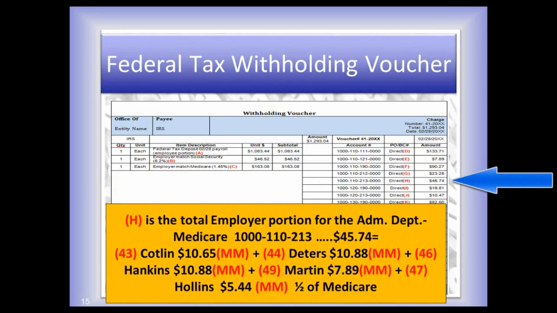H is the total employer portion for the administrative department, Medicare, $1,000, $110, $213. That total is $45.74. The total is made up of several employees' Medicare amounts: Kotlin for $10.65 in column MM, Dieters for $10.88 in column MM, Hankins for $10.88, Martin for $7.89, and Hollins for $5.44 in column MM, half of his Medicare charge.